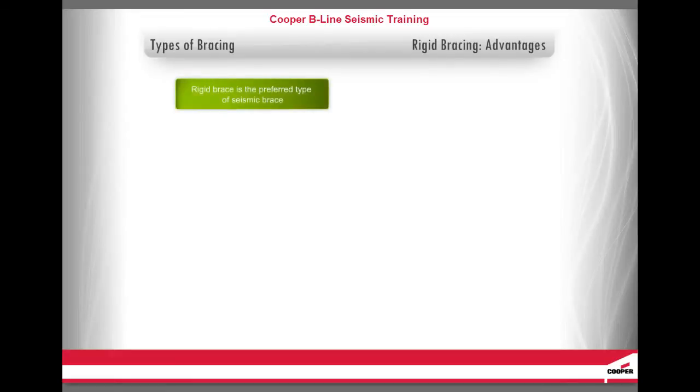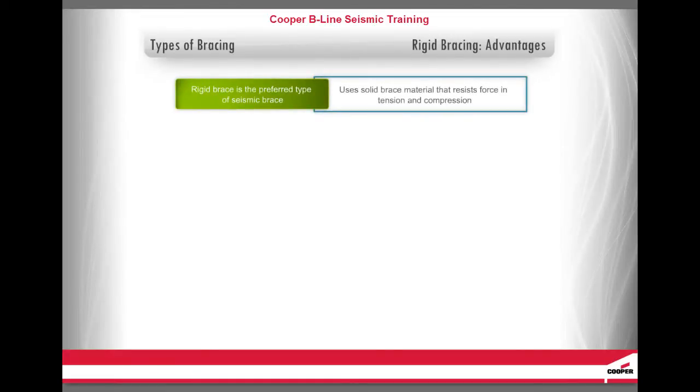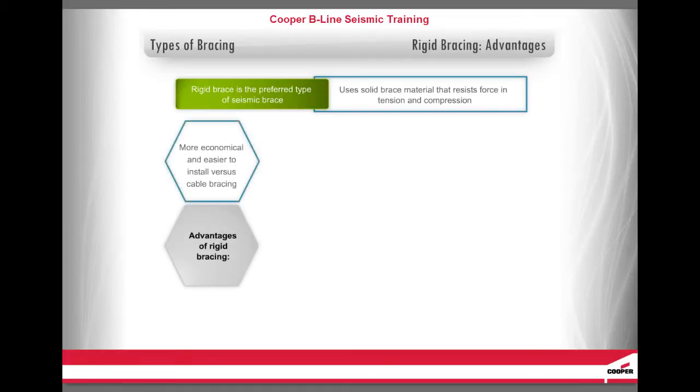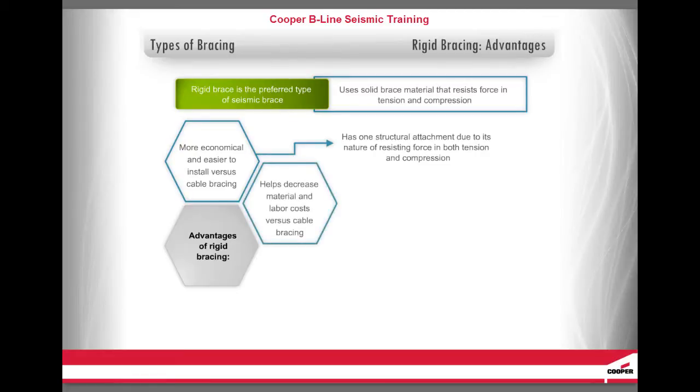A rigid brace is the preferred type of seismic brace. It uses solid brace material that resists force in tension and compression. Let's look at the advantages and limitations of rigid bracing. The advantages of rigid bracing are: it is more economical and easier to install versus cable bracing because it only has 1 direction or 1 structural attachment due to its nature of resisting force in both tension and compression. It helps decrease material and labor costs versus cable bracing.